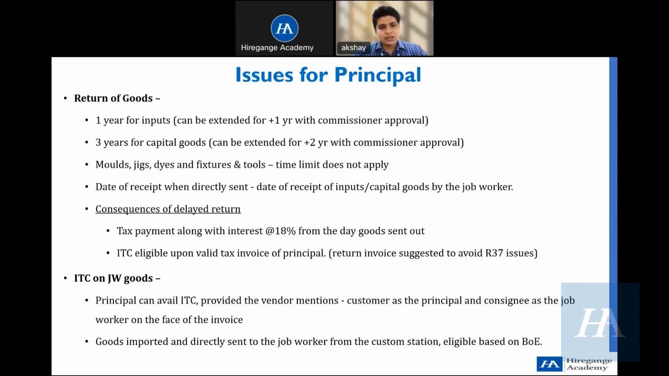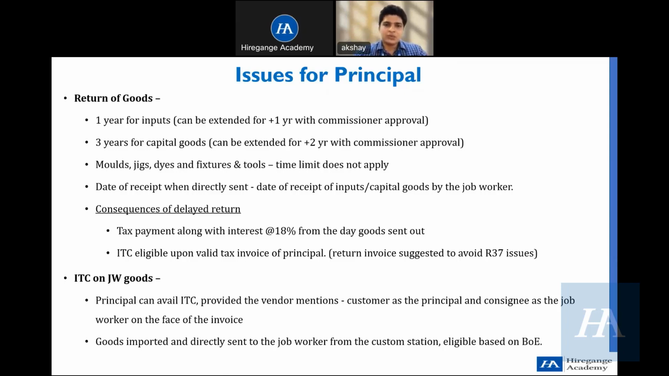The date of receipt, when it's directly sent to the job worker, that is, it is not first received at the principal's location and then transferred, but directly sent from the principal's vendor's location to the job worker. The date of receipt of these goods by the job worker will be considered for the purpose of the calculation if the goods are not returned within the time period.